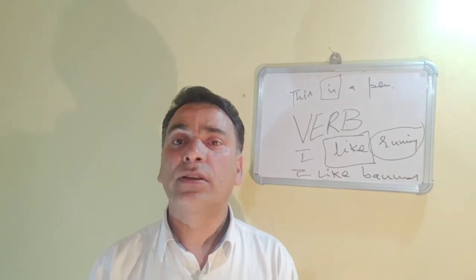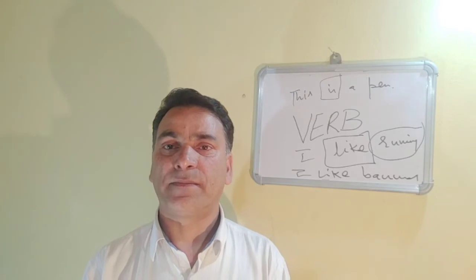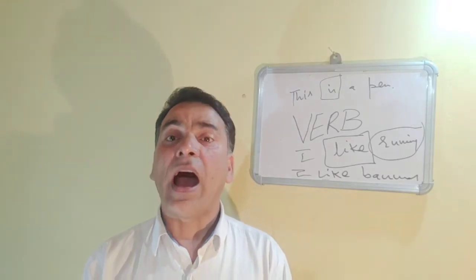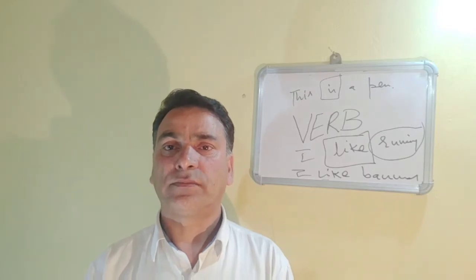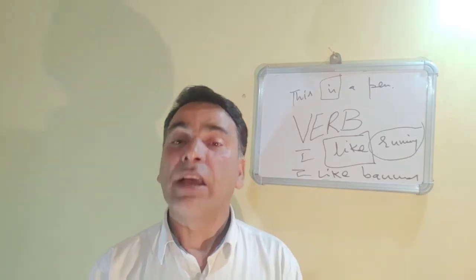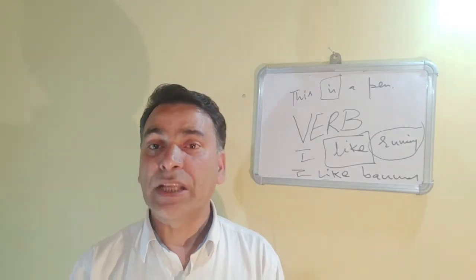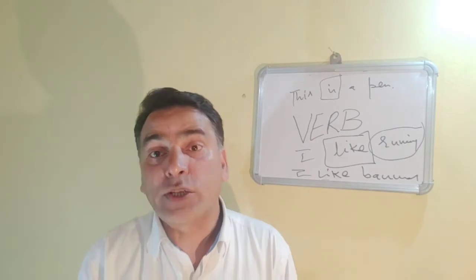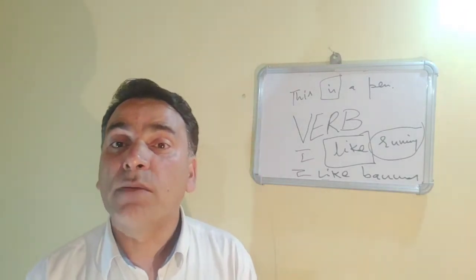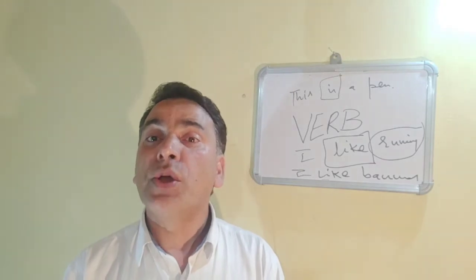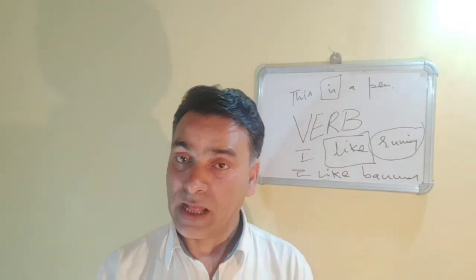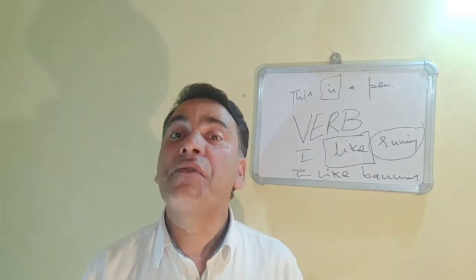Some other examples of this sort. I love birds. I hate liars. I admire his work. I adore her so much. In all these verbs, what you saw is that there is no action at all, no work done. But what do these verbs do? These verbs help you to express your feelings about certain things or situations. So action, and the next one I said is feeling.